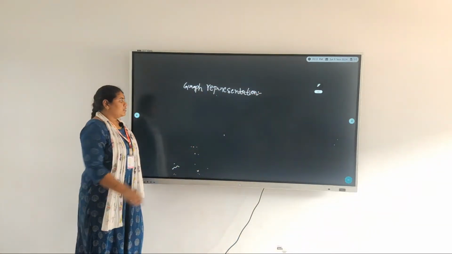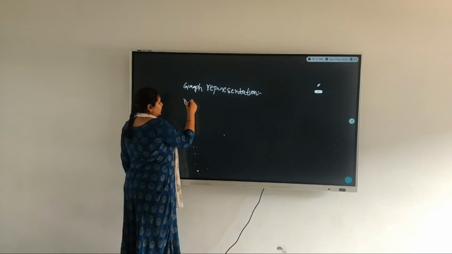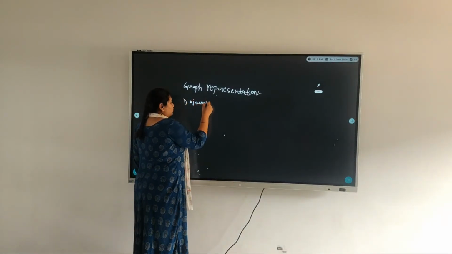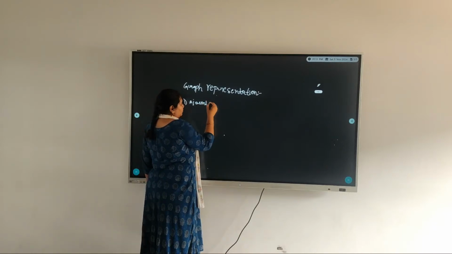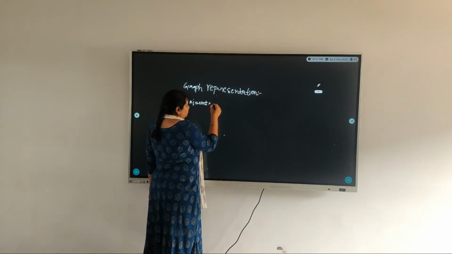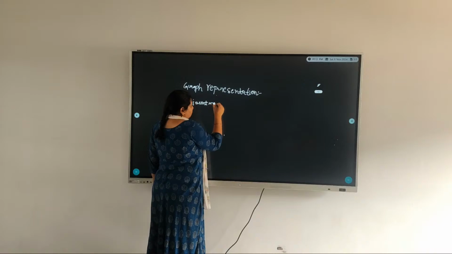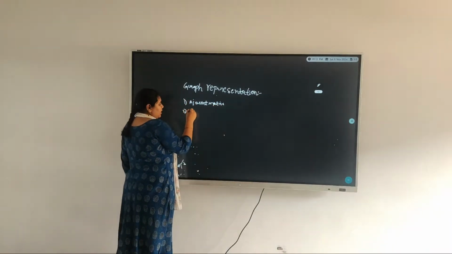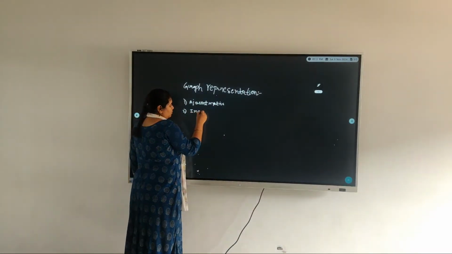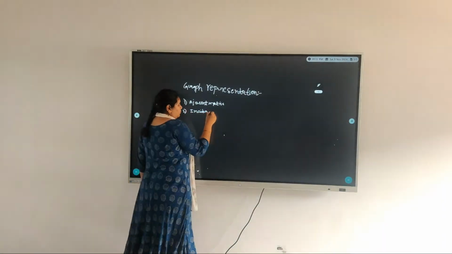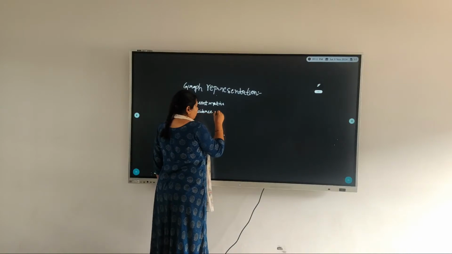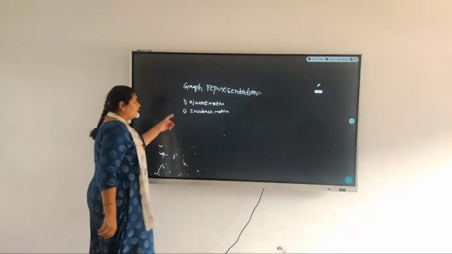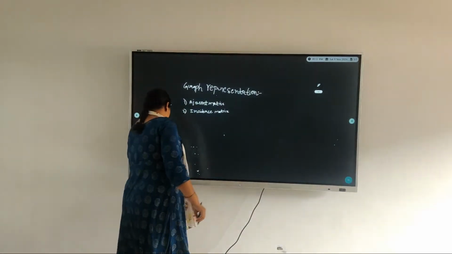Graph representation is of two types: one is the adjacency matrix, and the other is the incidence matrix. Now I'll explain about the adjacency matrix.